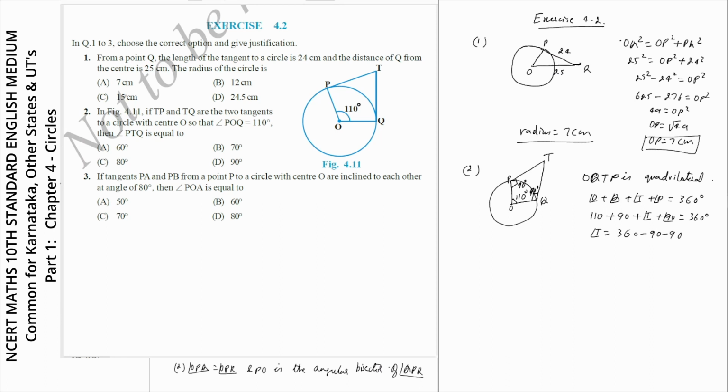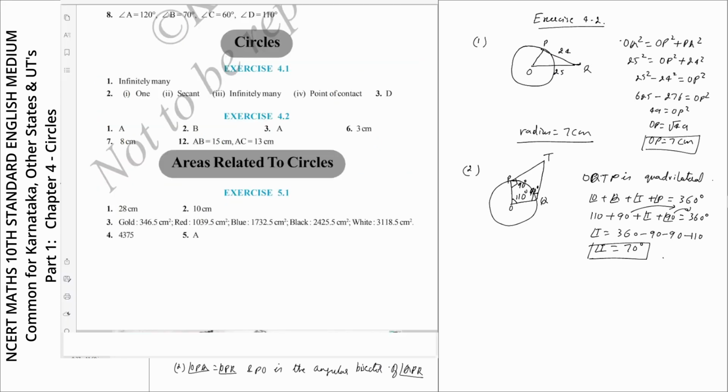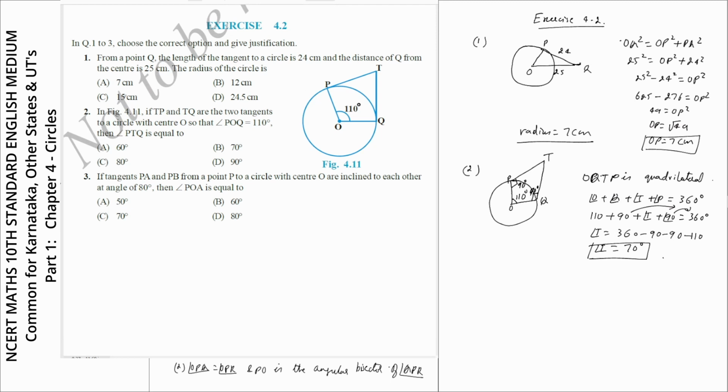I'll bring all these angles to the right hand side: this one, this, and the 110 also, minus 110. So how much? I'll get 70 degrees. Angle T is equal to 70 degrees. So let us check the answers. The answer is B, 70 degrees. Our answer is correct.